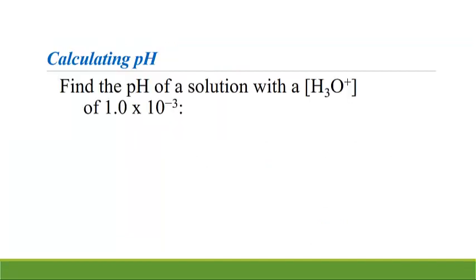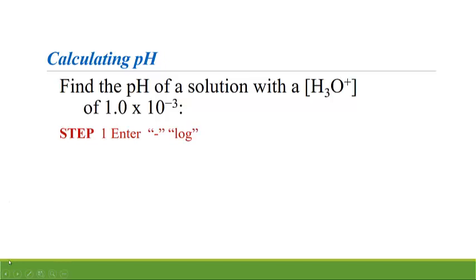Okay, so here's an example. Find the pH of a solution with a hydrogen ion concentration, or that's actually H3O plus, which we call the hydronium ion. The hydronium ion and the hydrogen ion are interchangeable. We look at them the same way, so don't let the H3O plus throw you. So what we need to do then is take the negative log of 1.0 times 10 to the negative 3.